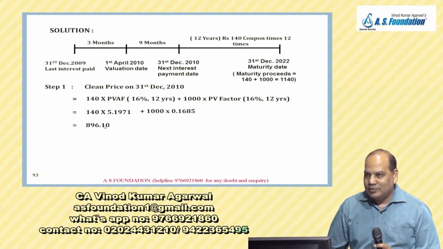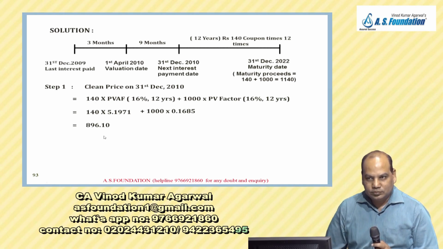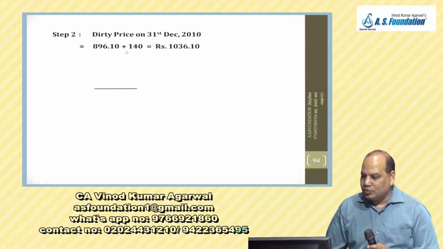896.1. Right answer. 896.1. Okay. Everybody got it? So we are here right now. But does it include the coupon which is due on 31st December 2010? No. We have computed next 12 coupon. What you do, step 2, add the coupon which is due on 31st December 2010 also. So that will give me dirty price on 31st December 2010.